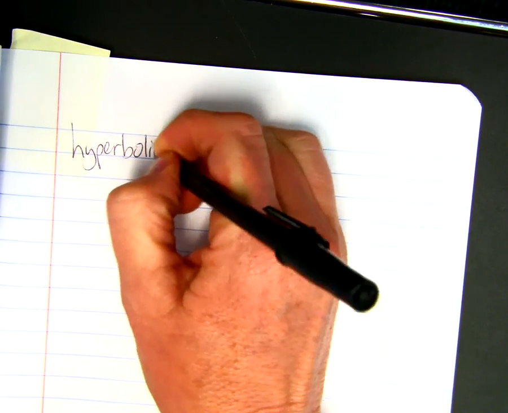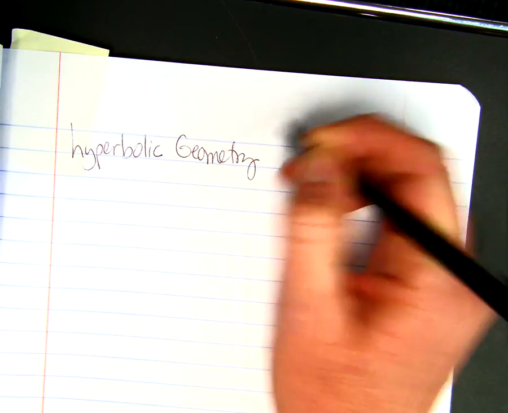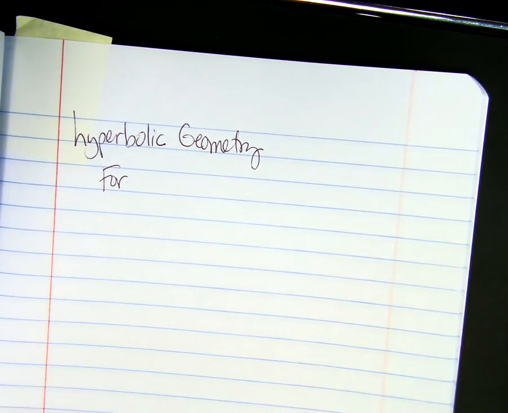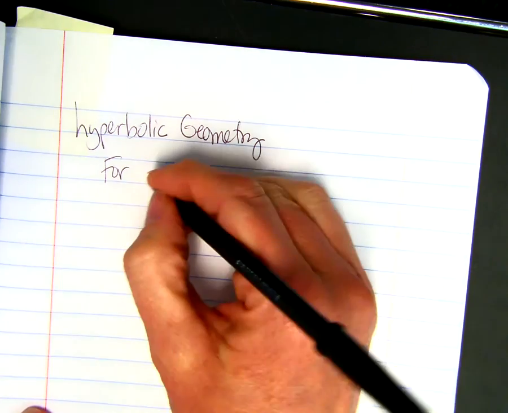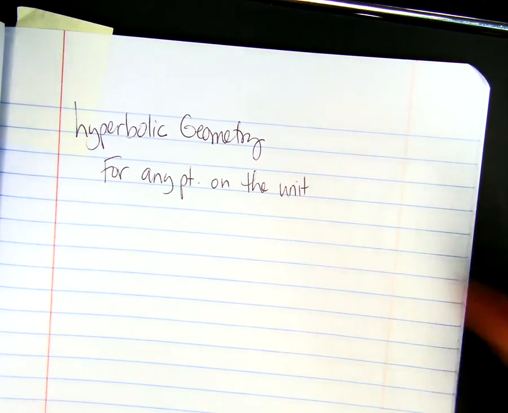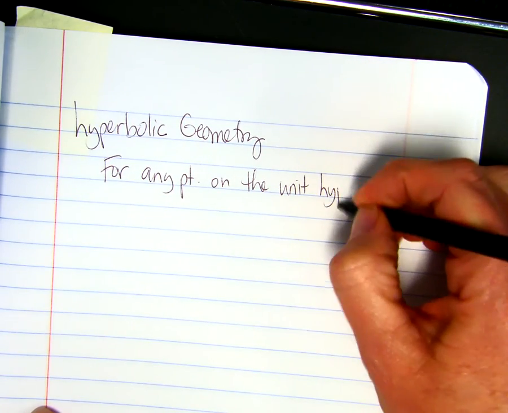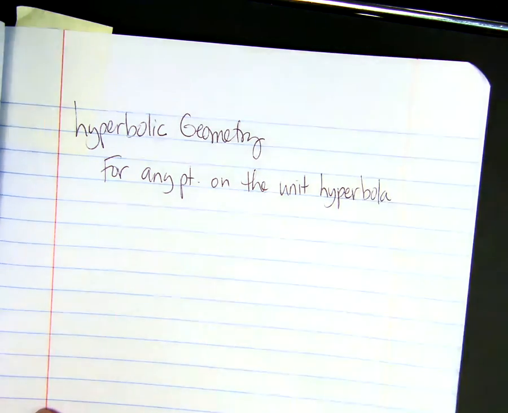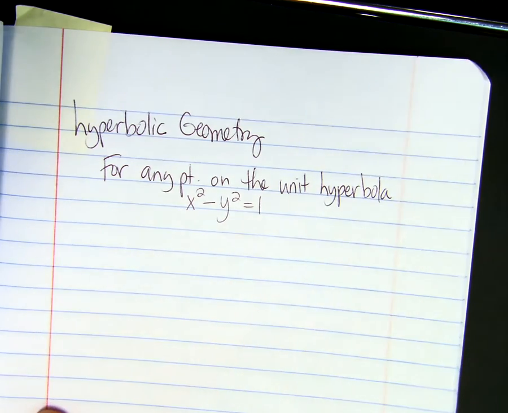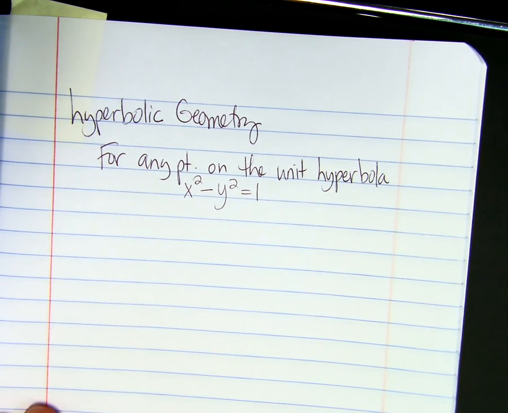Okay, hyperbolic geometry. For any point on the unit hyperbola. So you know how we have a unit circle? We have a unit hyperbola. We're not going in real deep here, we're just kind of introducing it. x squared minus y squared equals 1. This is the unit hyperbola.